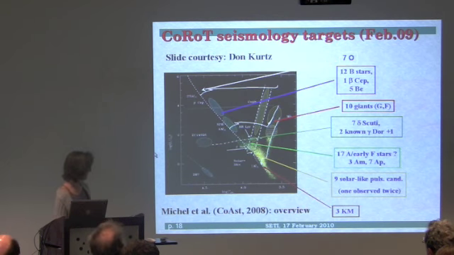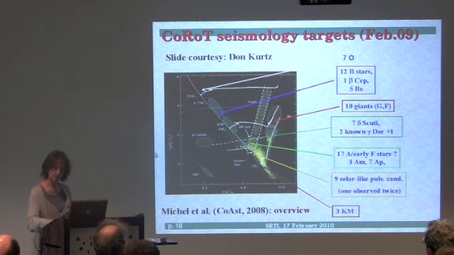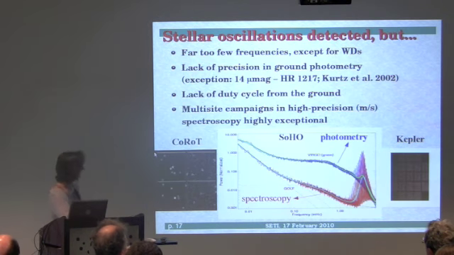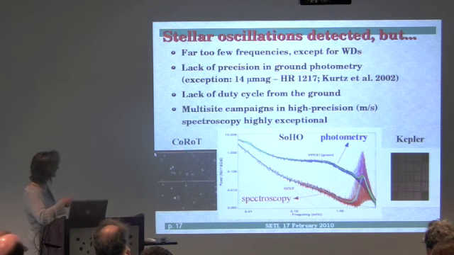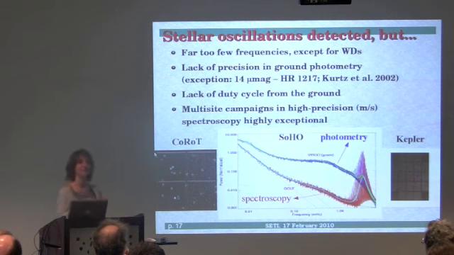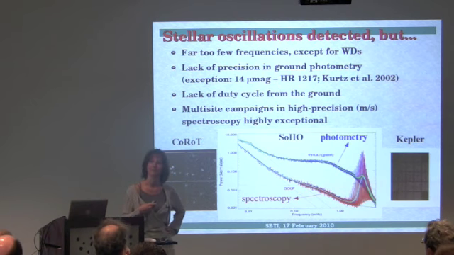This is an overview of Kuro. Kuro, yes, maybe I should have said that here, because that's so obvious to me, but not you probably. The Kuro mission stands for Convection and Rotation of Stars. Originally, it didn't get funded. Then they changed it to Convection, Rotation, and Planetary Transits of Stars. And then it got funded, okay?